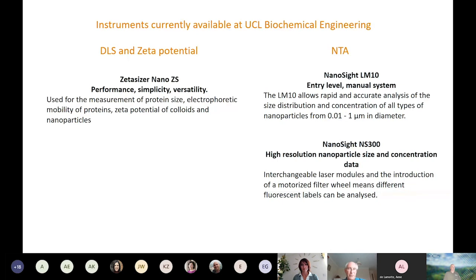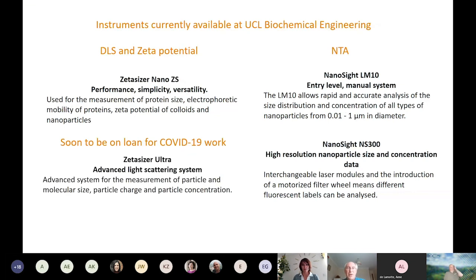In collaboration with Malvern Panalytical, they've generously offered, as part of the Vax-Hub COVID-19 work, the loan of their top-of-the-range model, the Zetasizer Ultra, for evaluation and help in further development of our COVID-19 work.